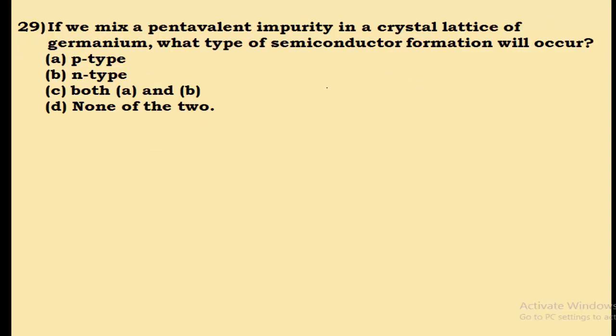It's 29th. If we mix a pentavalent impurity in a crystal lattice of germanium, what type of semiconductor formation will occur? So just now you have seen, upon addition of pentavalent impurities, okay, we will get n-type semiconductors. So upon addition of pentavalent impurity, we will get n-type semiconductor. So option B is the right one.